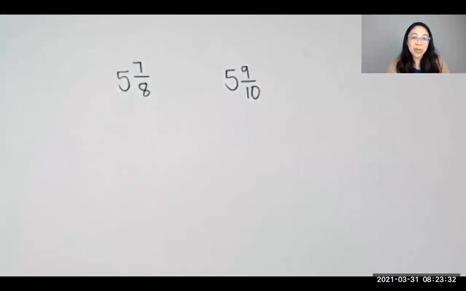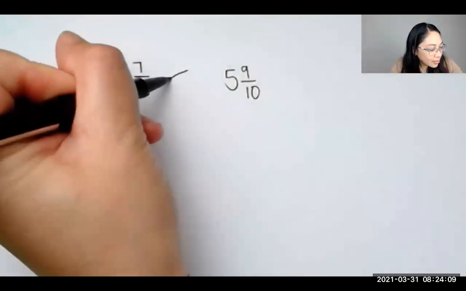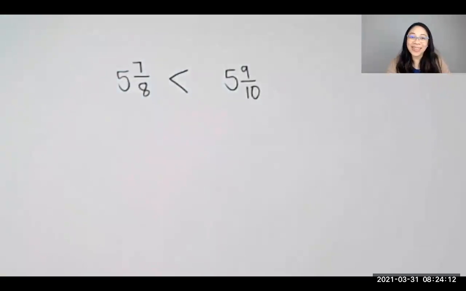So, what were your thoughts as you compared the two fractions? 5 and 7/8 is 1/8 away from 6. 5 and 9/10 is 1/10 away from 6. You know, 1/10 is less than 1/8, and that means that 5 and 9/10 will be closer to 6 than 5 and 7/8. Therefore, 5 and 7/8 is less than 5 and 9/10.